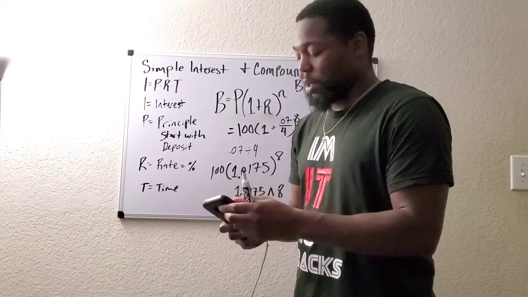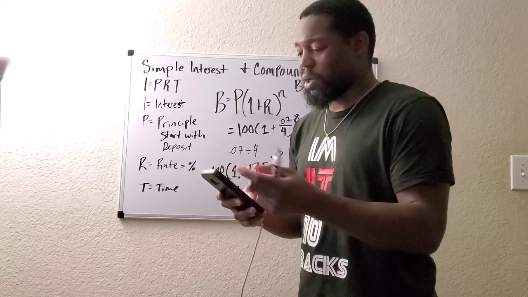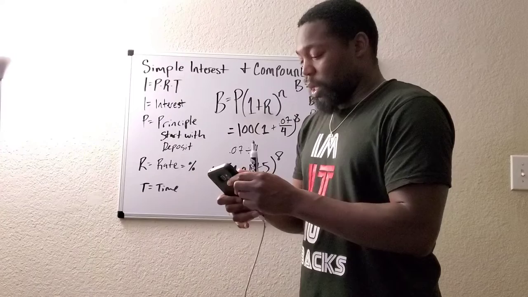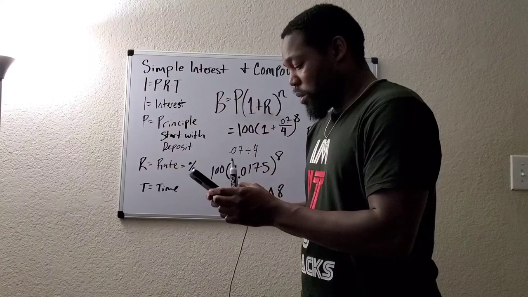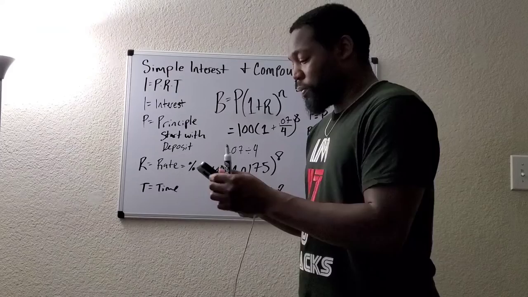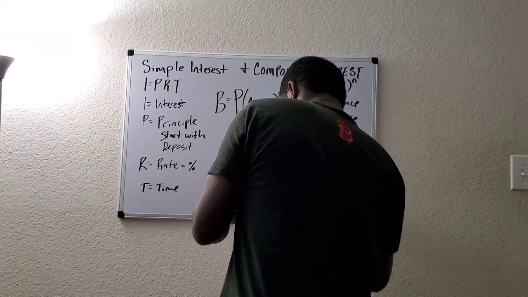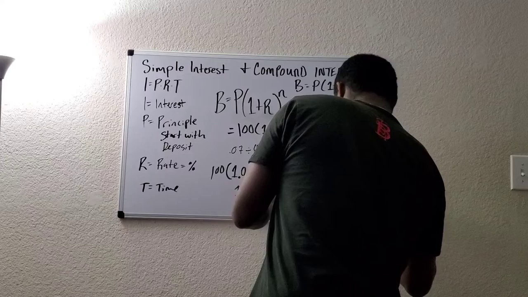And if you know how to use a calculator, you'll actually be fine. So let's go ahead and type our number into this calculator, if it'll let me. There we go. 1.0175 to the 8. And that gives us, this equals 1.148881782 96.